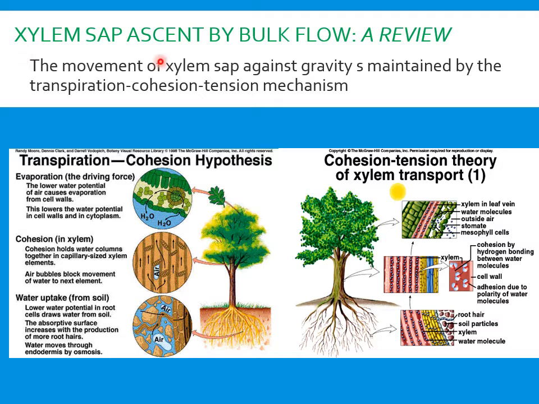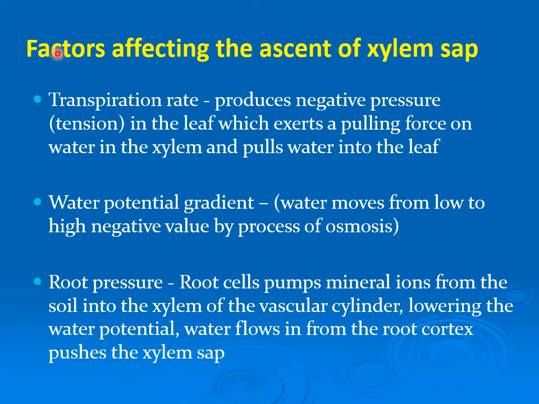Alright, so xylem sap ascends by bulk flow. Nanti kita akan cerita juga balik tentang kaitan dia dengan bulk flow juga dalam translocation. Tapi saya tunjuk gambar sahaja benda ni. And then what are the factors that will affect the ascent of xylem sap?